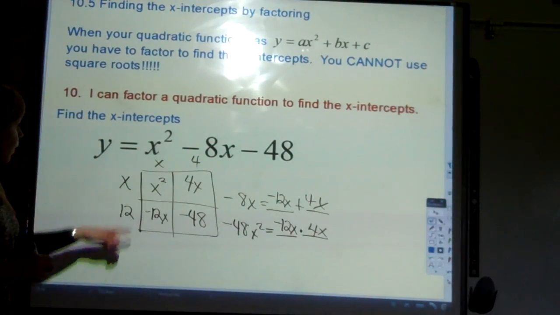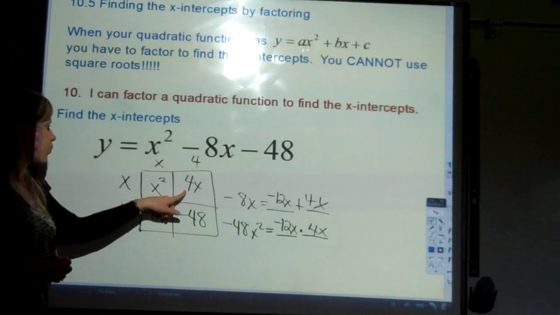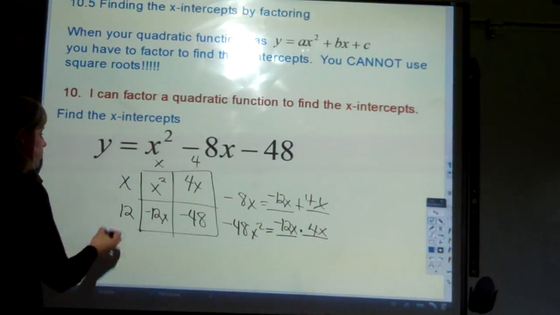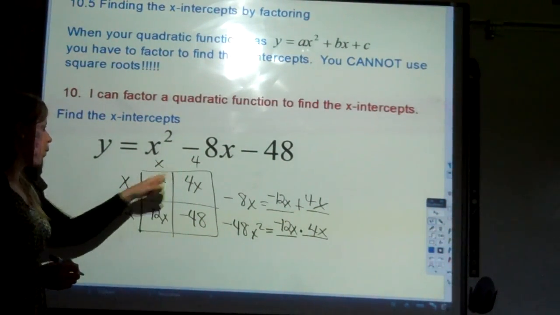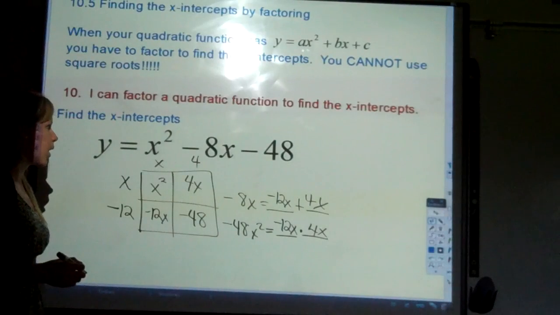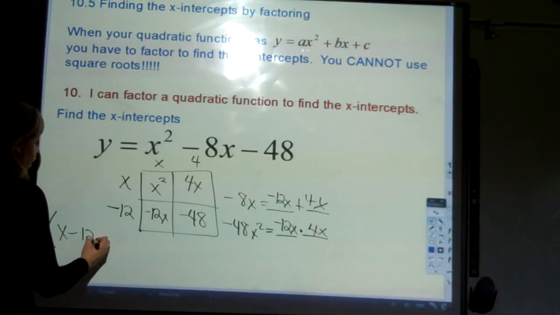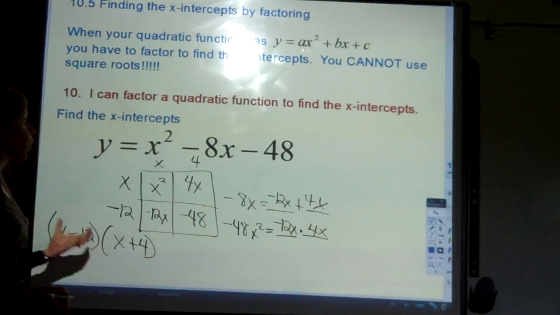We can double check by saying, does x times x equal x squared? Yep. 4 times x is 4x. X times 12, that's not negative 12x, but I can make the 12 negative and then the problem works. And 4 times negative 12 is negative 48. So our two factors are x minus 12 and x plus 4. Now we're not quite done yet.